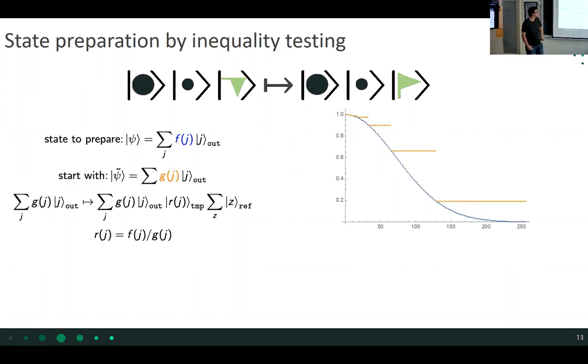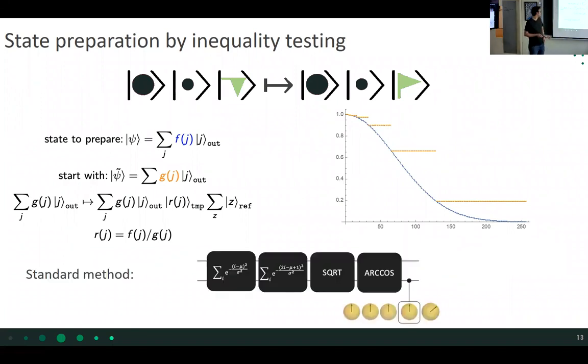So the whole computation that we have here is just computing one single exponential, which is the ratio of the blue versus the orange lines. Whereas in the standard methods, we have to do complex arithmetic operations in order to prepare the same states. We remove this arithmetic from the algorithms in order to prepare the same state much more efficiently.